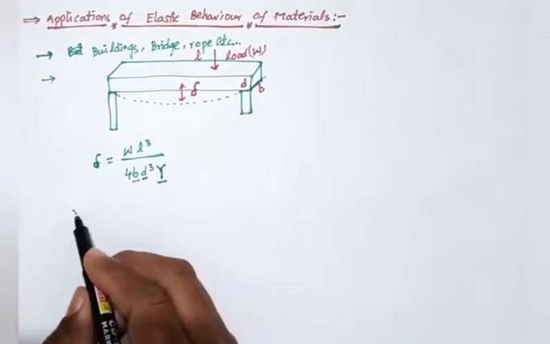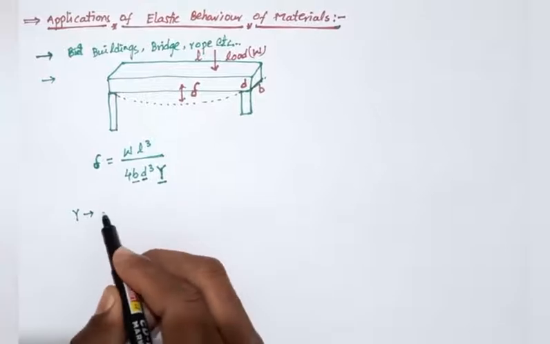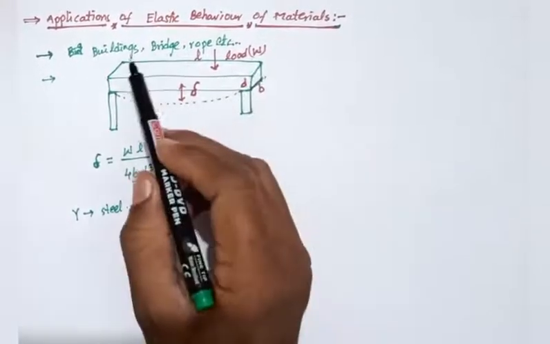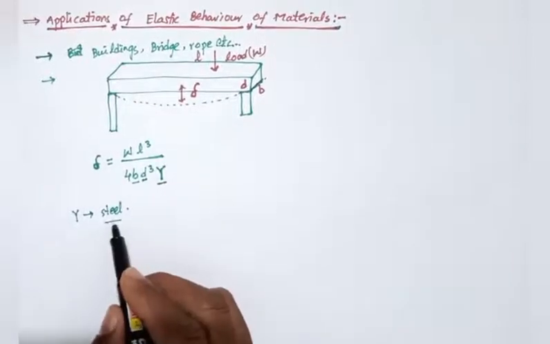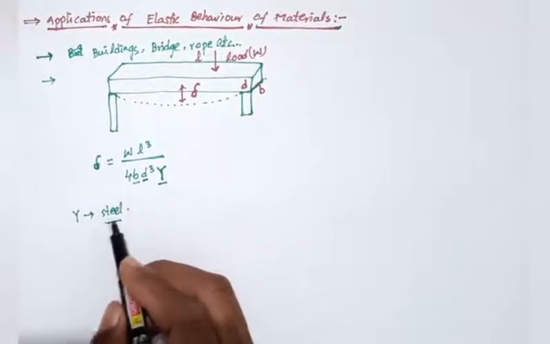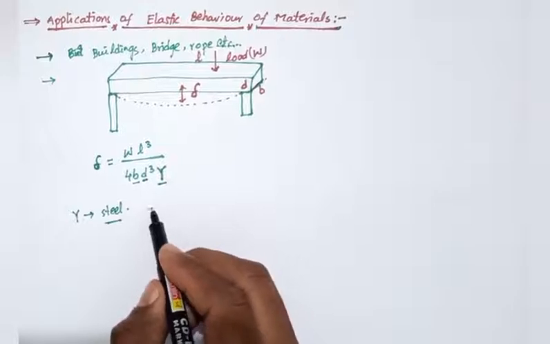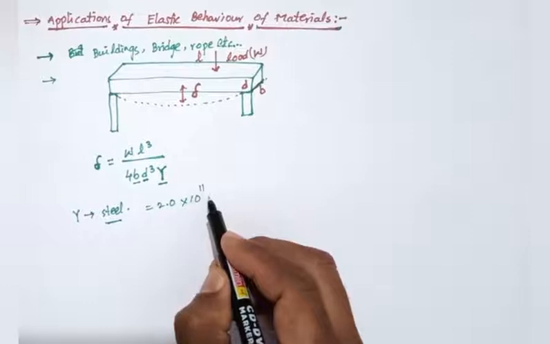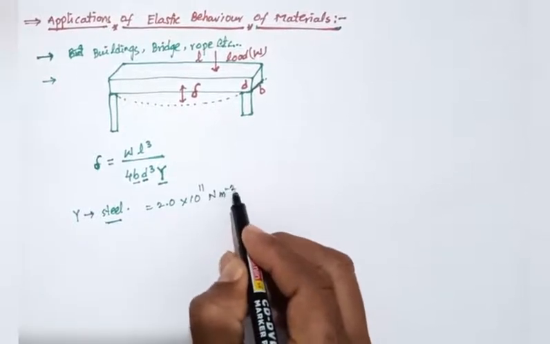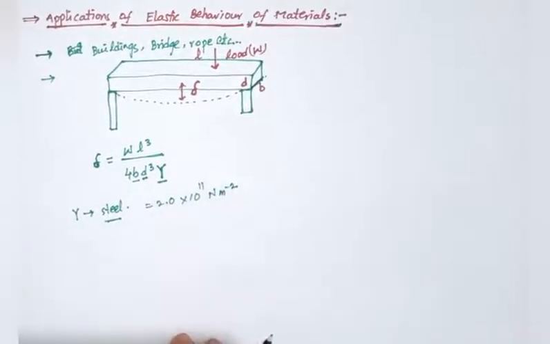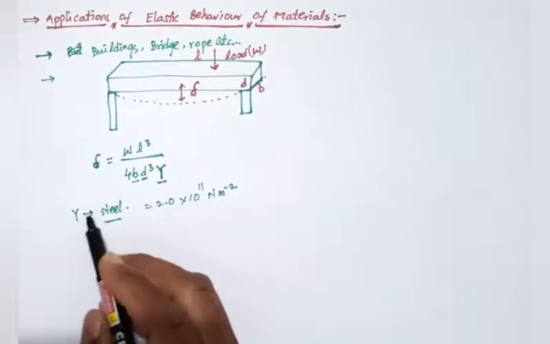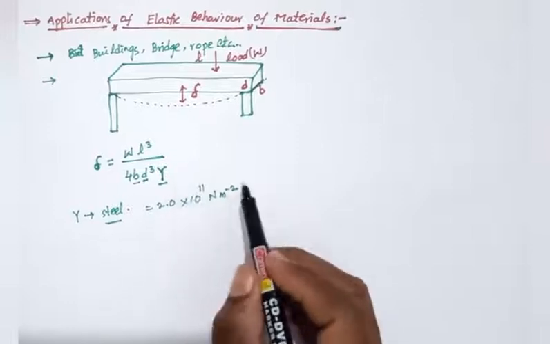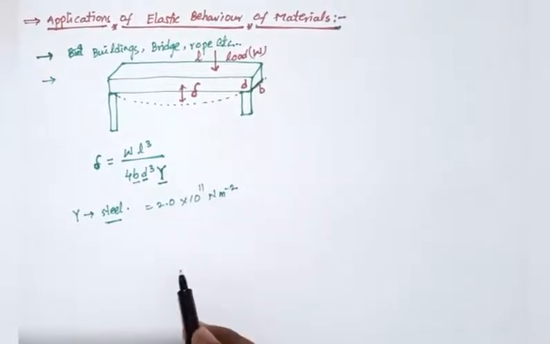So for Young's modulus, in bridges, ropeways and buildings, steel is used. So what is the Young's modulus of steel? It equals 2.0 times 10 to the power of 11 Newton per meter square. This is the maximum of all materials. Steel has the maximum Young's modulus.